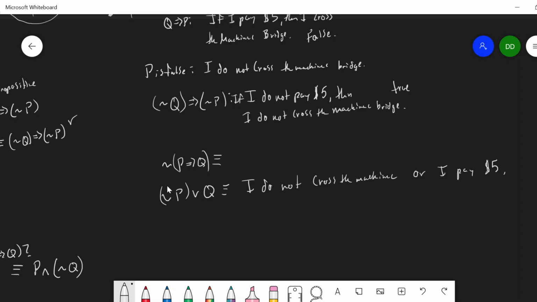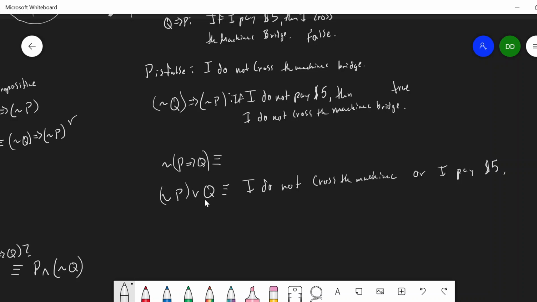Again, this would be either I don't cross the Mackinac Bridge or I pay $5. So the two cases again. If I don't cross the Mackinac Bridge, it doesn't matter if I pay the $5 or not. The implication is still true. And if I do cross the Mackinac Bridge, then I'll be forced to pay the $5. So in either case, I have that I've either not crossed the Mackinac Bridge or I've paid $5.